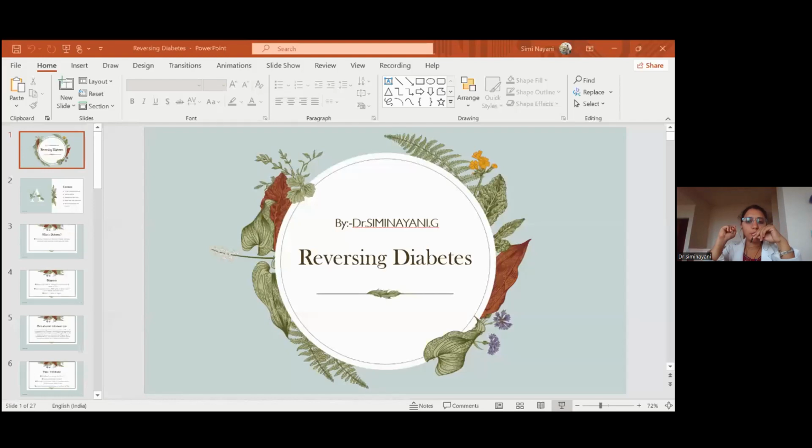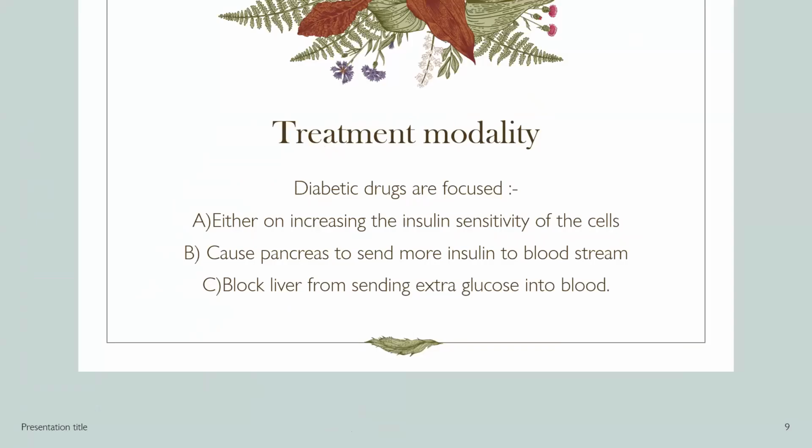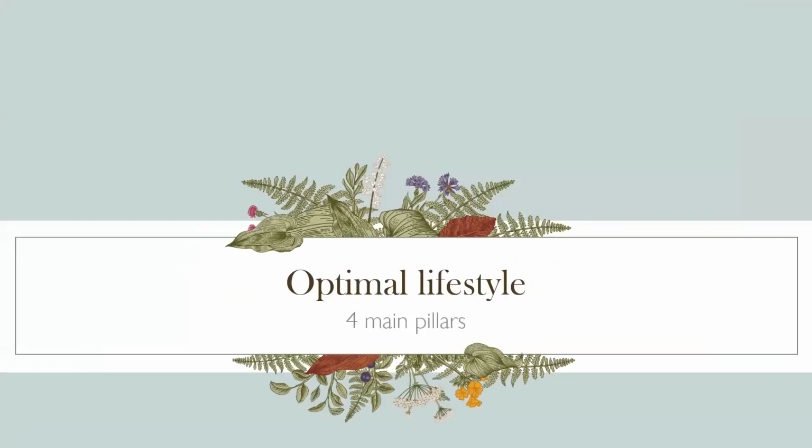Now, what is the treatment modality? Basically, all the diabetic drugs which we are giving focus on three types of mechanism. First, increasing the insulin sensitivity of the cells. Second, causing the pancreas to send more insulin to the bloodstream so that the glucose gets utilized. Third, blocking the liver from sending extra glucose into the blood. So these are the main three focuses.